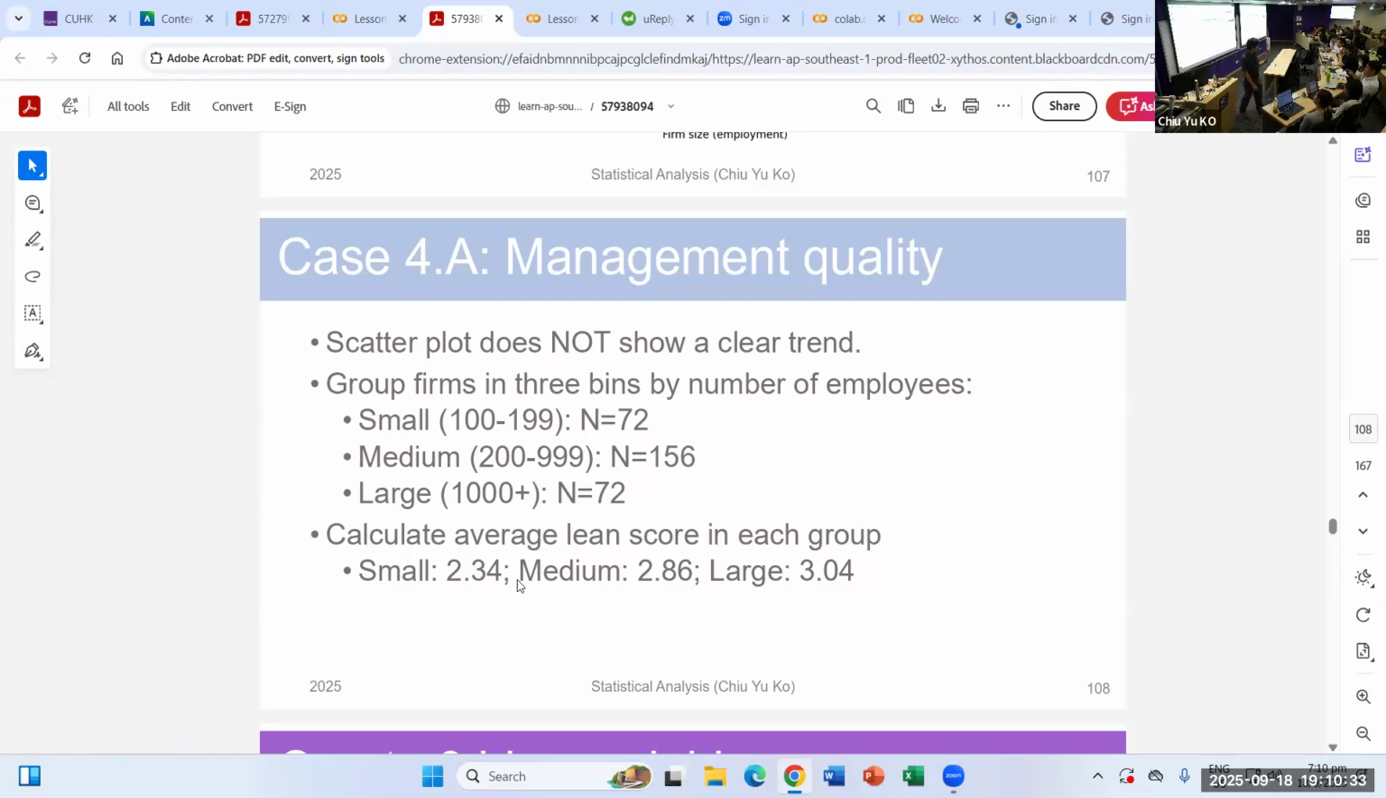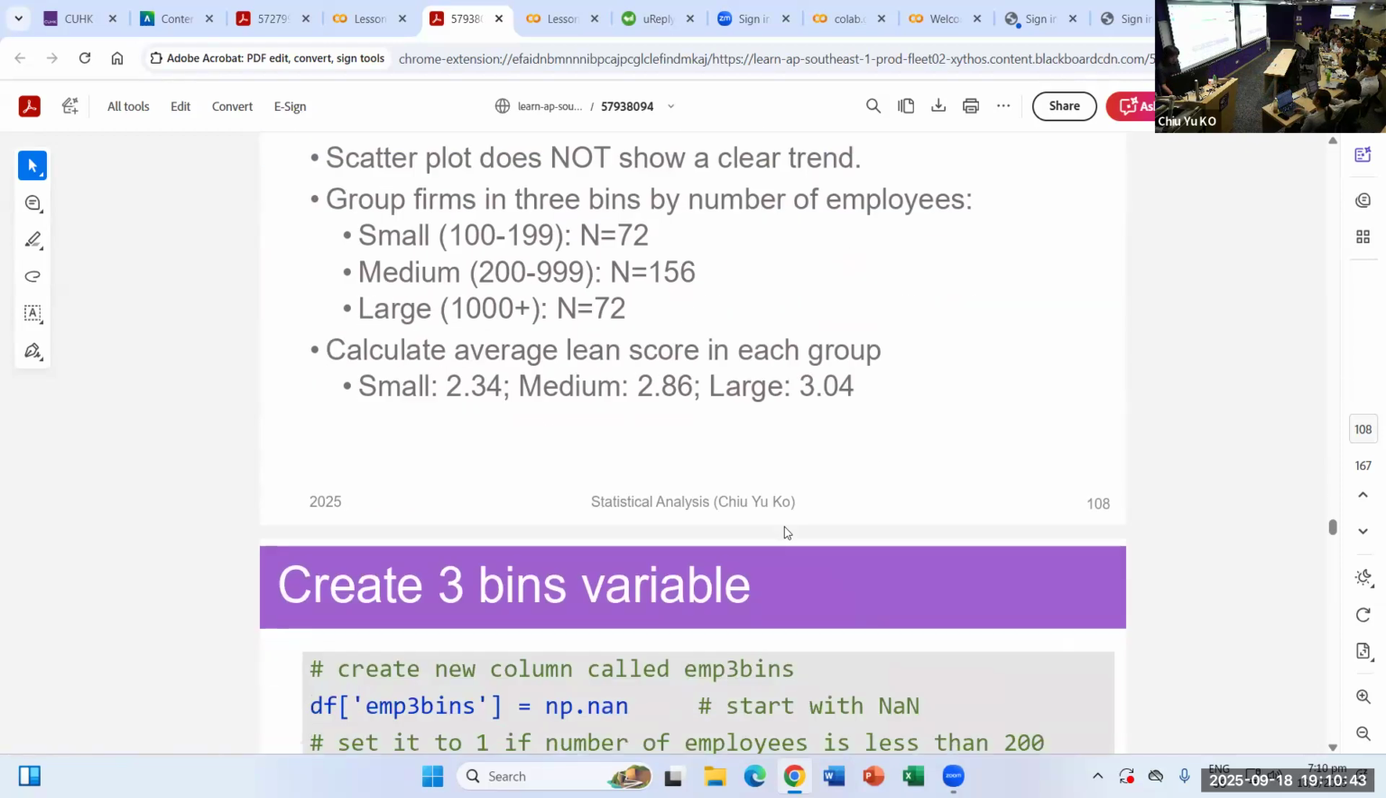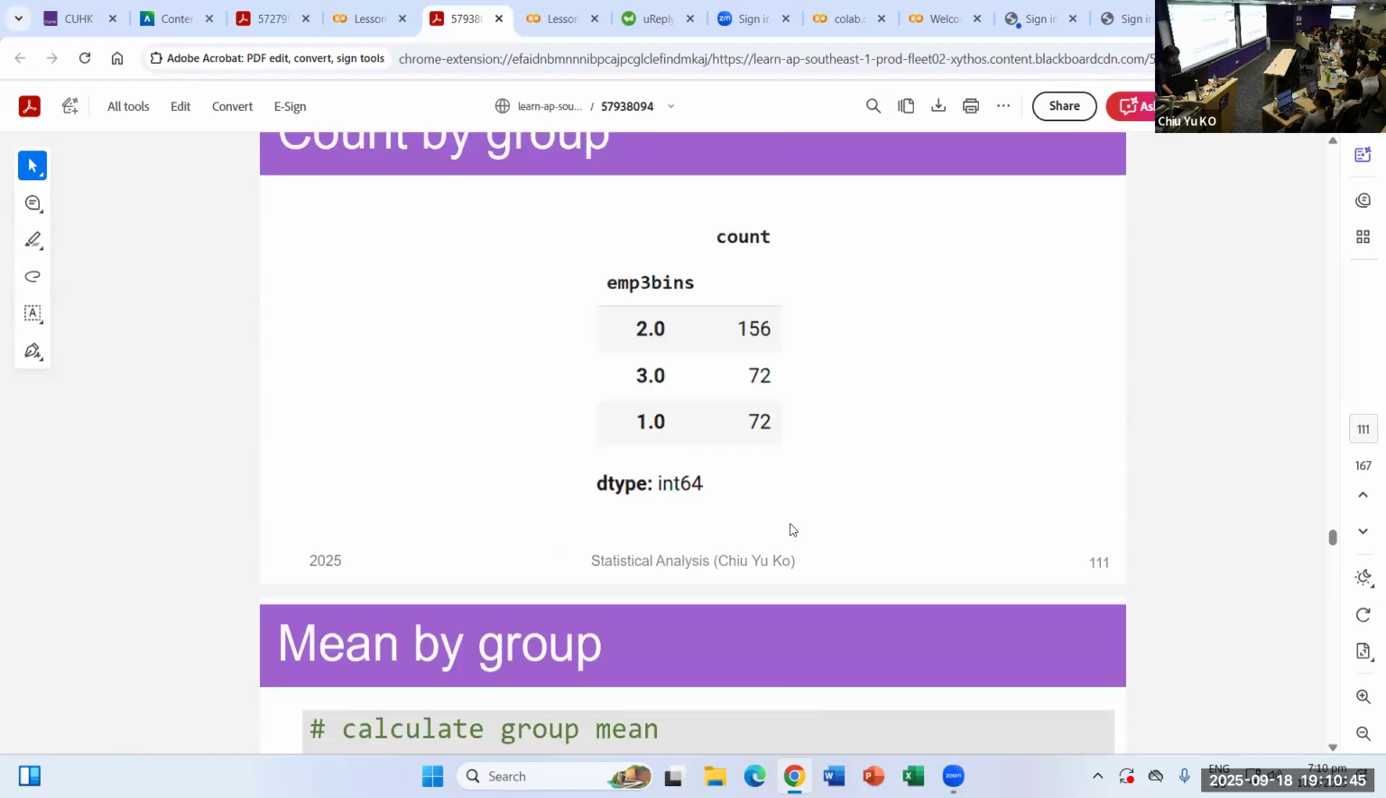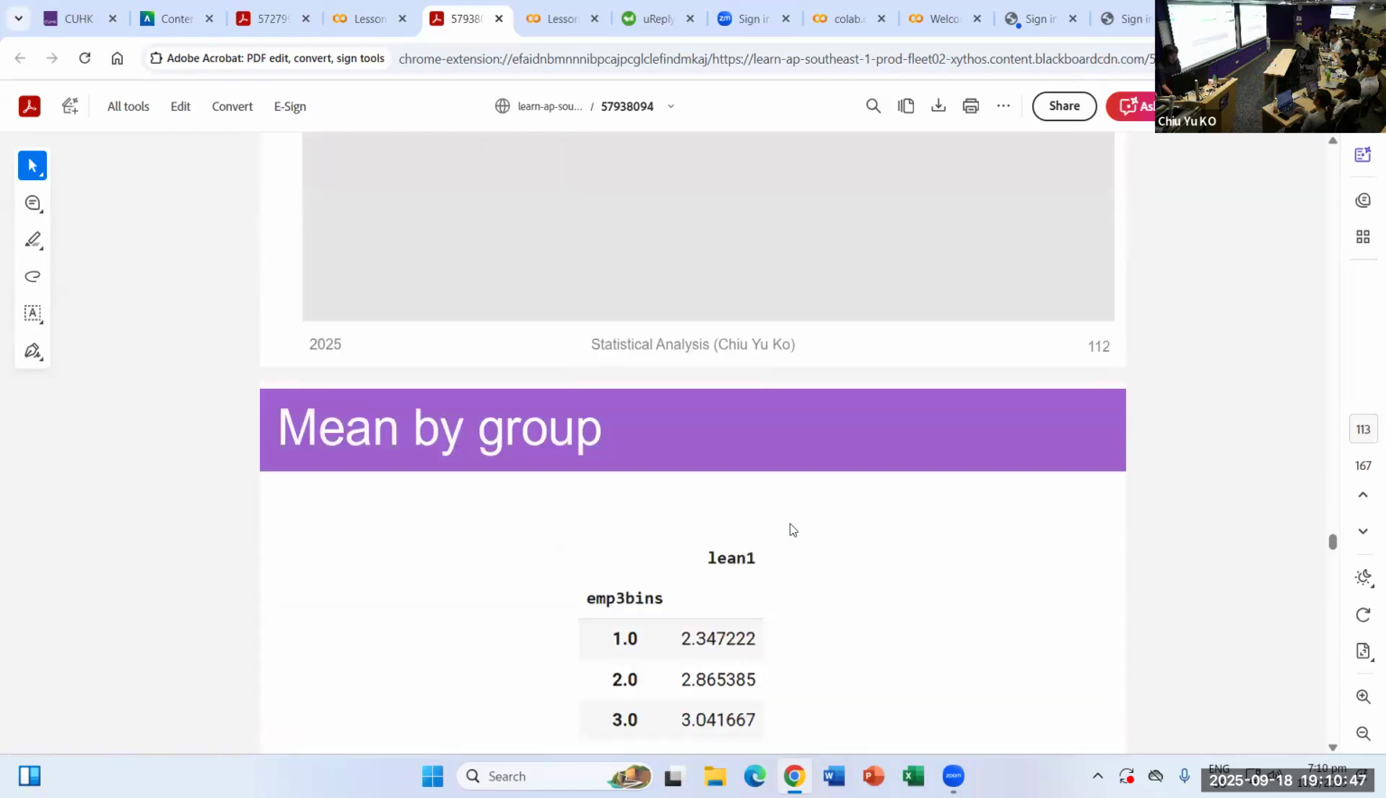Of course, you can do a 4 equal division, right? You can do small, medium, large, also fine, right? But this is just more clear, okay? And am I right? I think you're right.